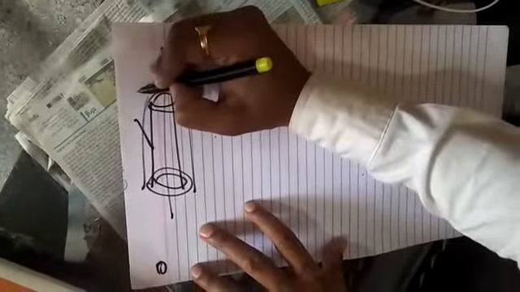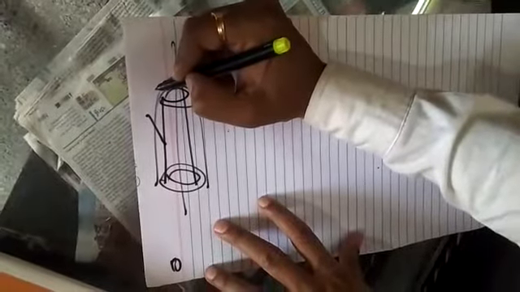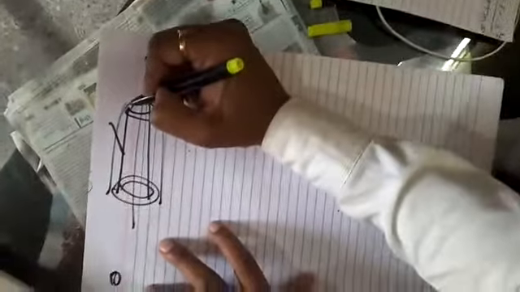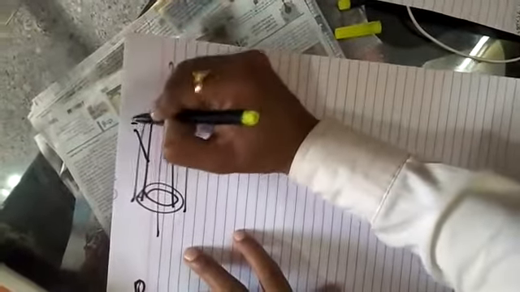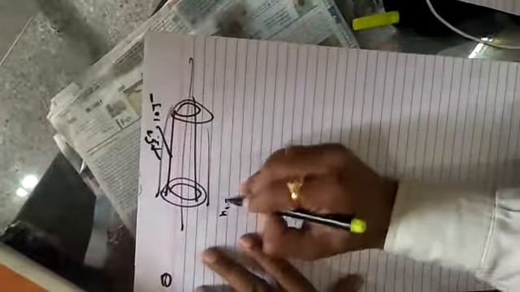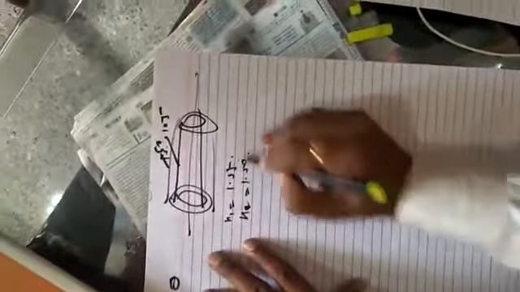Another, third problem. An optical fiber has a core material of refractive index 1.55, and its cladding material has the refractive index 1.50. These are the two materials. It means n1 is equal to 1.55 and n2 is equal to 1.50. Core and cladding are there.